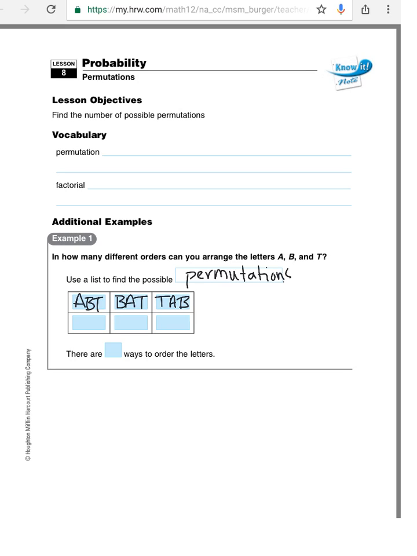Okay? Or we can switch on the first one, the T and the B, so we have A, T, B. We can switch the T and the A on the second one, so we have B, T, A. Or we can switch the B and the A on the third one and have T, B, A. So there are 6 ways to order the letters.